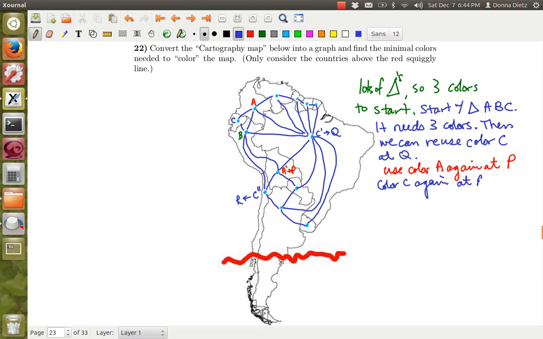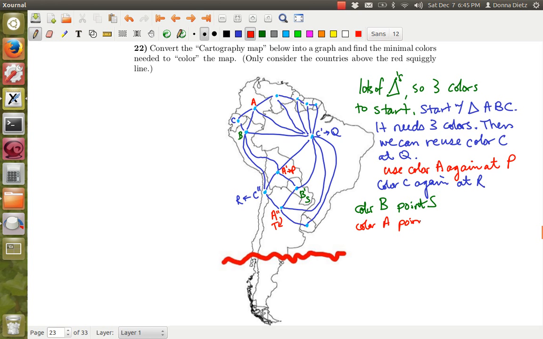At R. Have we gotten into a dilemma yet? That's a question. We are going to get into a dilemma, but when? Pretty soon, I bet. Okay, we're going to use B again, and we're going to call this point S. Color B, point S. And then we have to use color A at point T.